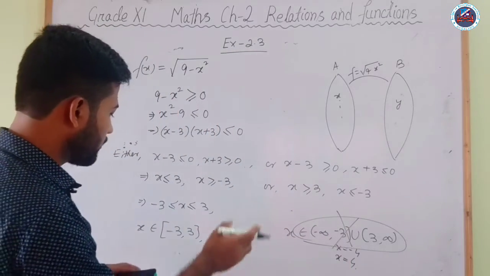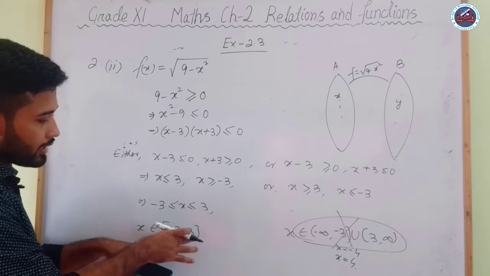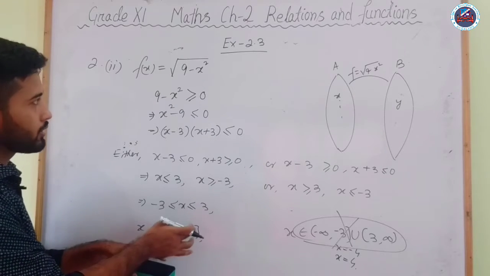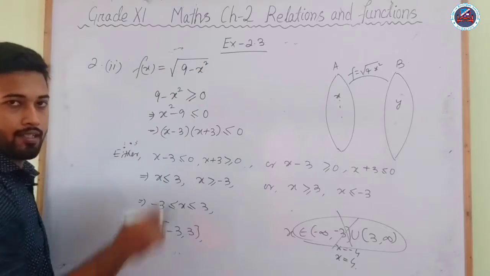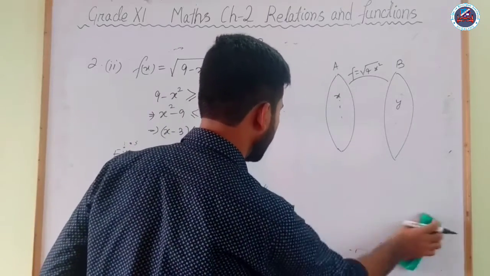Okay, so our domain will be x belongs to minus 3 to 3. So therefore we can take any value from minus 3 to 3 for this x. Okay, so this is our domain, or this is how we find the domain.